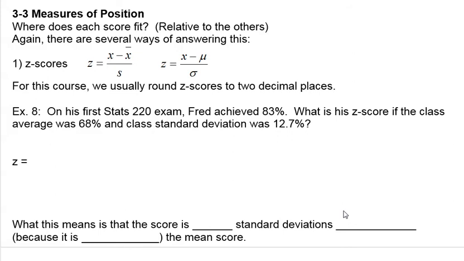So we've got an example here. We have Fred achieving 83% on his exam. The class average was 68%. The standard deviation was 12.7. What is his Z-score? And by the way, I do pronounce Z-score the Canadian way, not Z-score like an American.